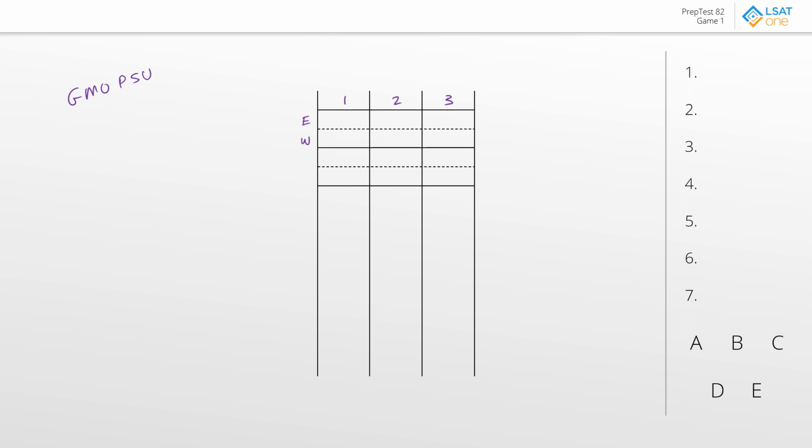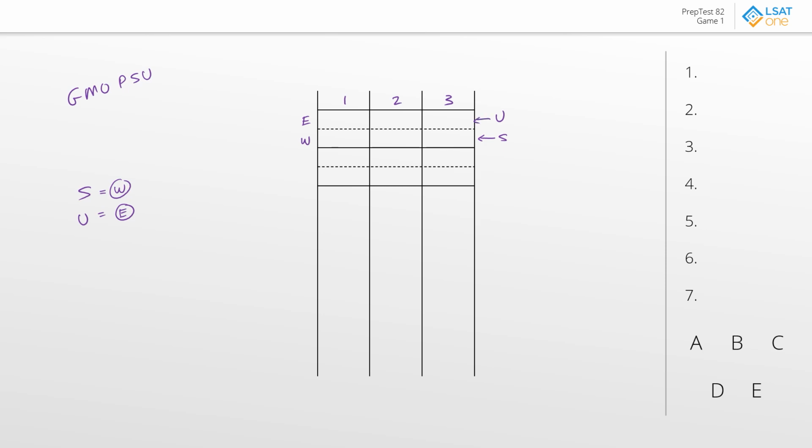So the first rule says that S has to go into the West Theater. So I guess we can even leave ourselves a reminder here on the board that S is going to be in the West Theater. Next, we're told that U has to be in the East Theater. So U has to be in the East Theater, so we can lock that into place.